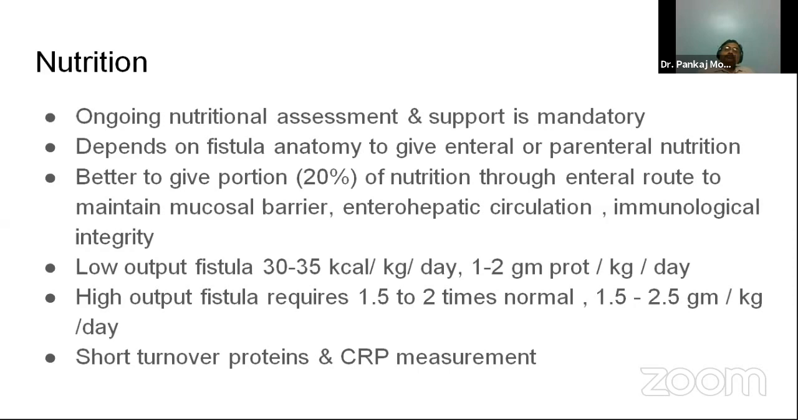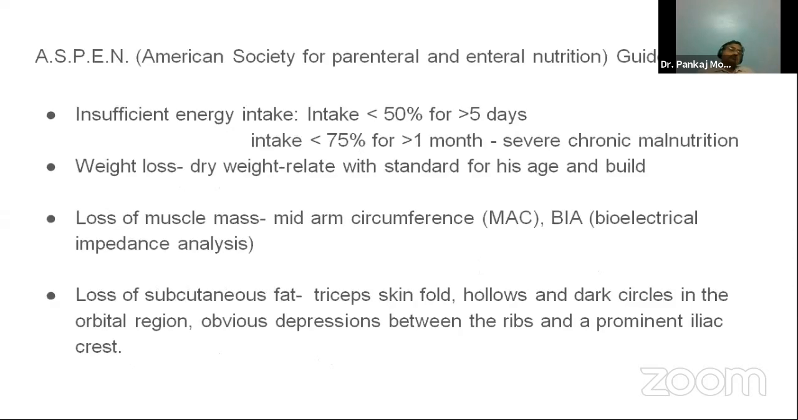Okay, Darshan, continue. Yes. For the nutritional assessment, there is the ASPEN guideline, which is the insufficient energy intake, which is less than 50% for more than 5 days, or less than 75% for more than 1 month, which is the severe chronic malnutrition. Weight loss of the patient, which the dry weight is calculated according to his age and the build. Loss of the muscle mass, which can be calculated with the mid-arm circumference and the bioelectrical impedance analysis.